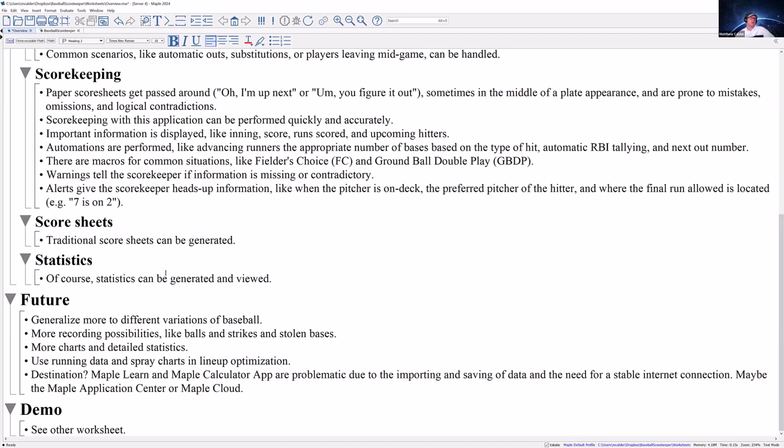You can also generate traditional score sheets, which can be exported. And this is math, this is Maple, this is baseball. Of course, there's statistics. We can do that, and I'll show that in the demo to follow. I'll first mention some future considerations.